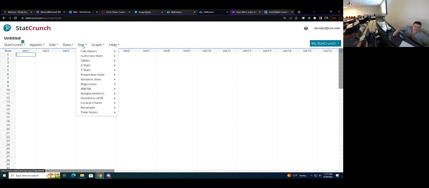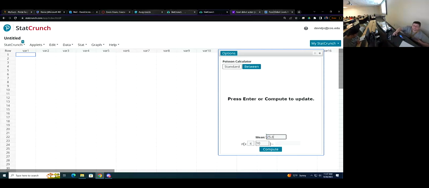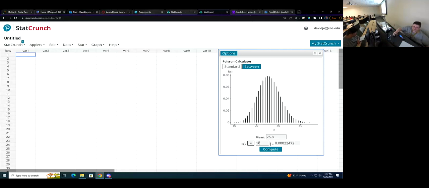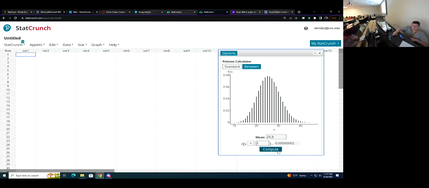We're going to go stats, calculators, Poisson. My mean was 25.8. And I wanted to start off with X equals 3. Zero point zero zero zero. How many zeros are there? 7 zeros after the decimal point, which is 2 times 10 to the negative 8.